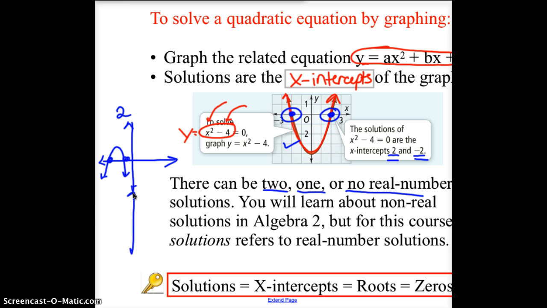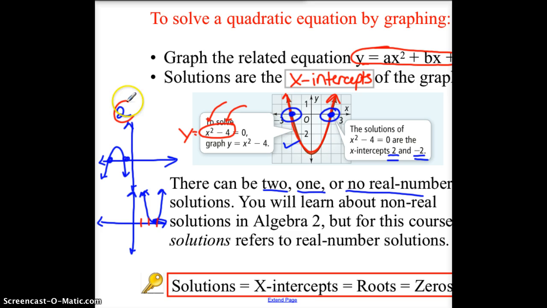It can have one solution if the parabola only hits once. And if it only hits once, that means it must hit at its vertex right here. This would have what we'd call one solution. If that hit at the point, say, (3, 0), our solution is 3.